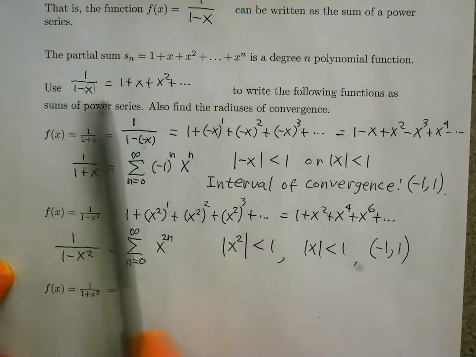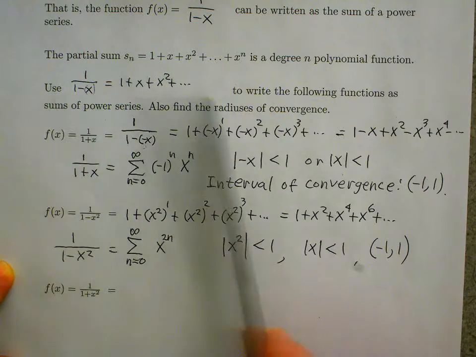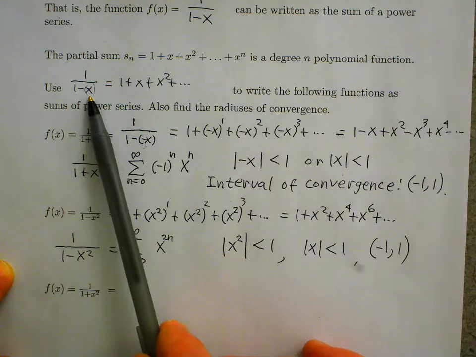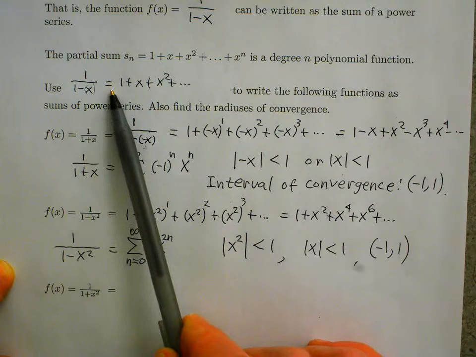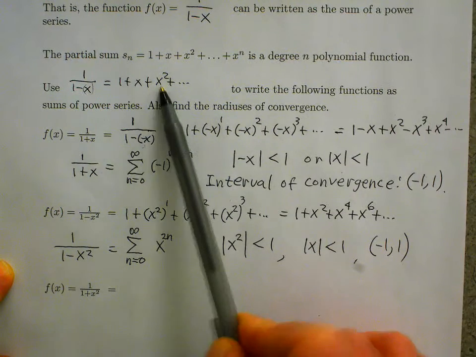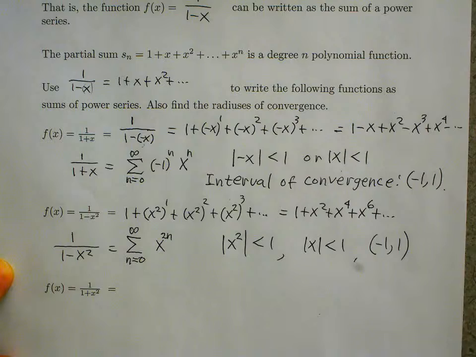Okay, up here is what I'm referring to as a template. 1 over 1 minus some expression in the variable x equals 1 plus that expression in the variable x plus the expression in the variable x squared, and so on.